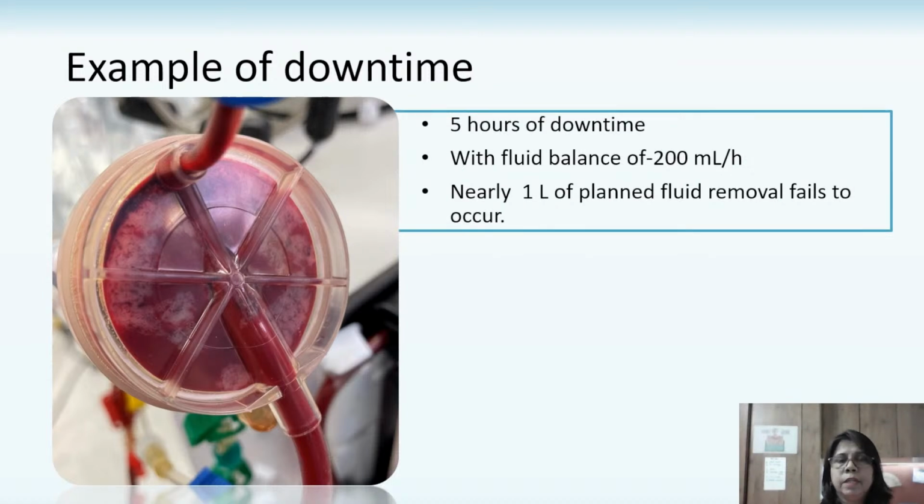This interrupted CRRT therapy, or downtime in the CRRT therapy, results in the following. Here's an example. With 5 hours of downtime, and if we had set a fluid balance of 200 ml per hour for a certain patient, this would result in nearly 1 liter of planned fluid removal failing to occur.